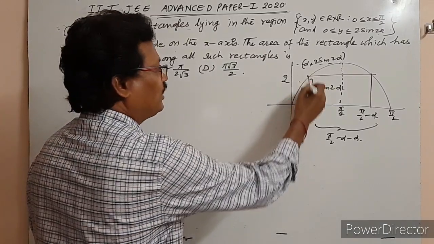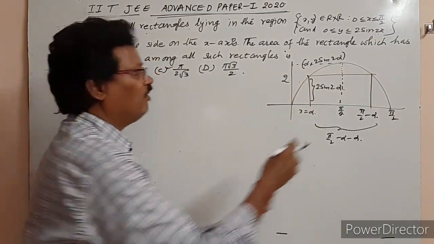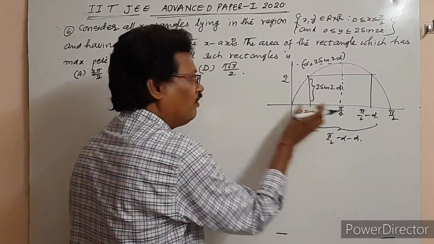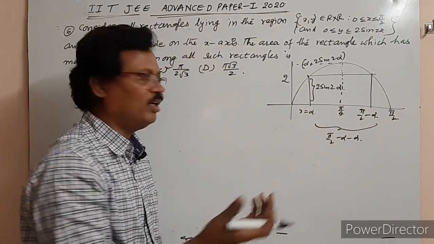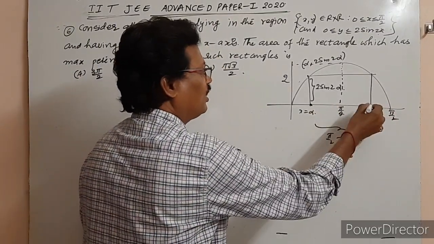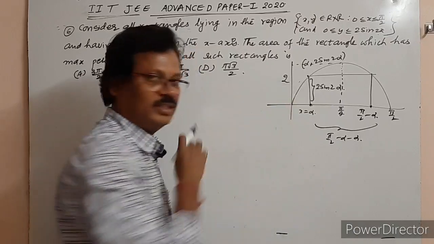Suppose here I am taking x equal to alpha. Then what will be this one? This is pi by 2. Here it is alpha, and the same here, alpha. That is why pi by 2 minus alpha is this point. Therefore this will be the length.